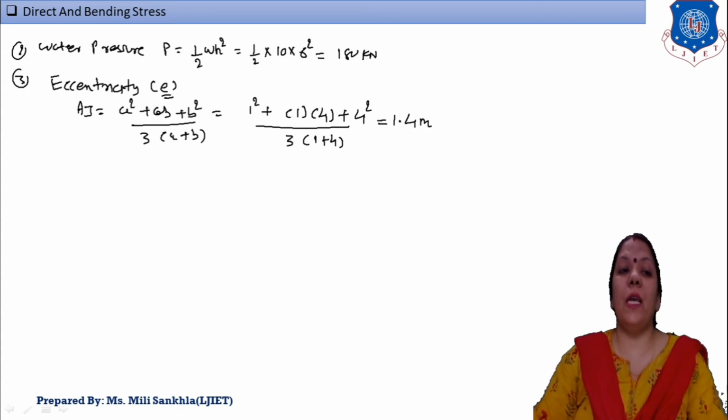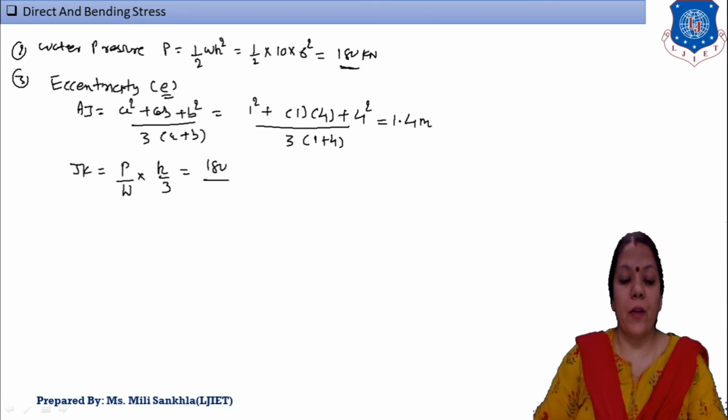Now AJ is the CG of the dam. Now second we find out JK. JK is equal to P by capital W into H by 3. Now what is P? P we recently found is 180, and W is equal to 360. And what is H, the height of water level? That is 6 by 3. Now my answer of JK is equal to 1 meter.